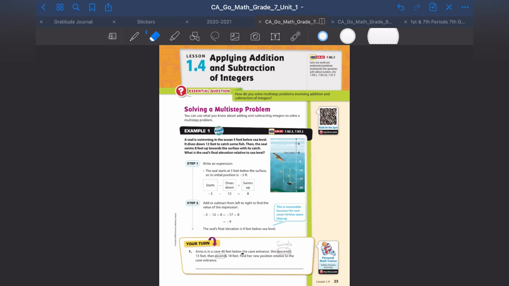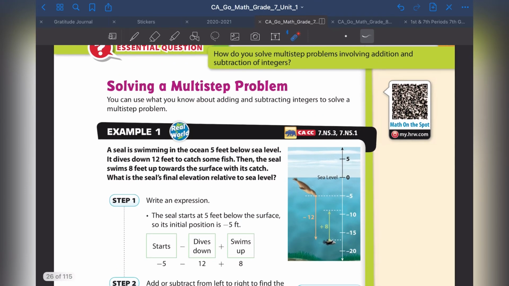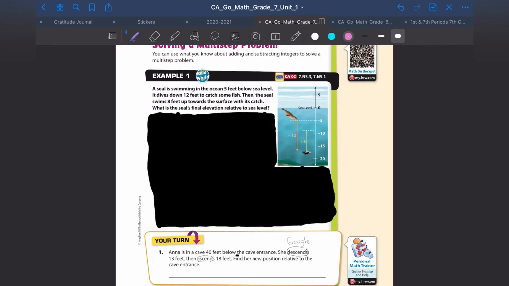Applying addition and subtraction of integers. Our essential question is, how do you solve multi-step problems involving addition and subtraction of integers? So again, we are going to learn how to add and subtract integers to solve multi-step problems by using a sketch. Let's read the problem.